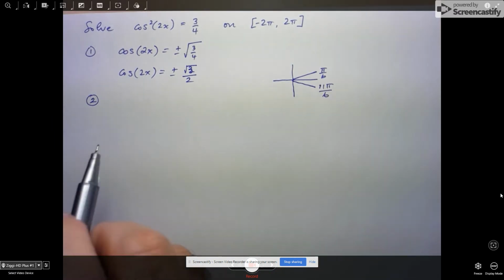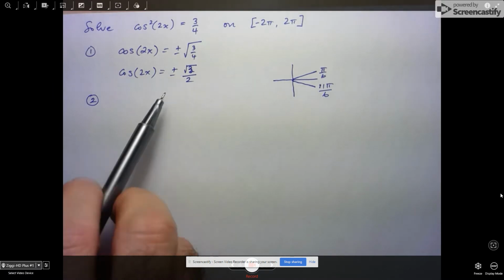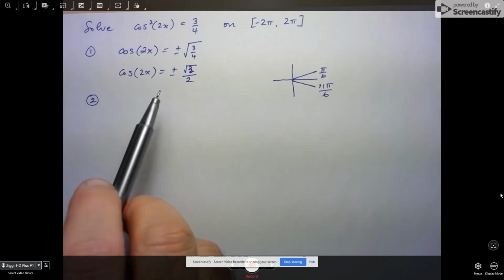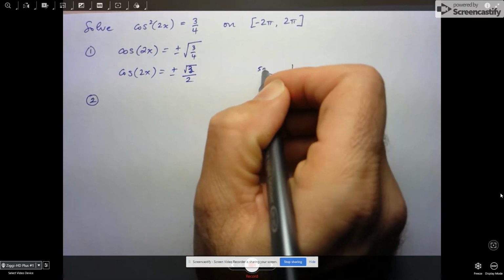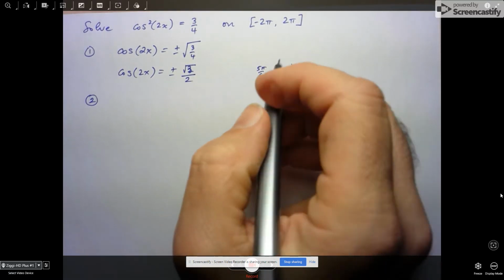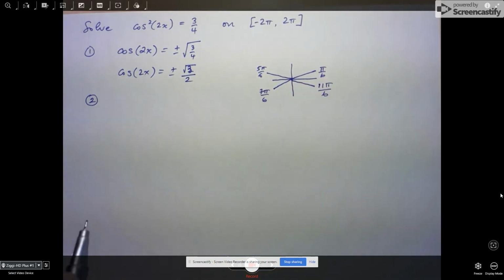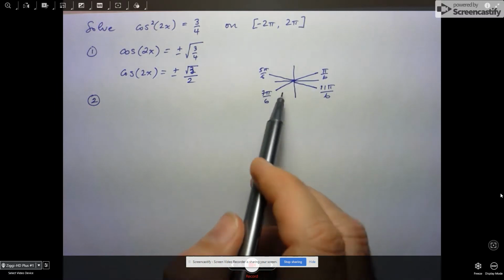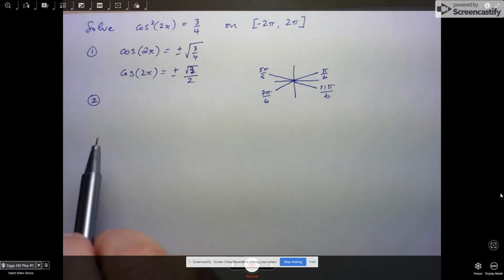But I'm also solving cos of 2x equaling negative root 3 over 2, so I'm going to do this all in one shot here. Where is it going to be equal to negative root 3 over 2? Well, it's going to be in the second quadrant, so 5 pi over 6, and in the third quadrant where cosine is also negative, so 7 pi over 6. So these are the 4 solutions in one cycle where cos 2x is either equal to positive or negative root 3 over 2.